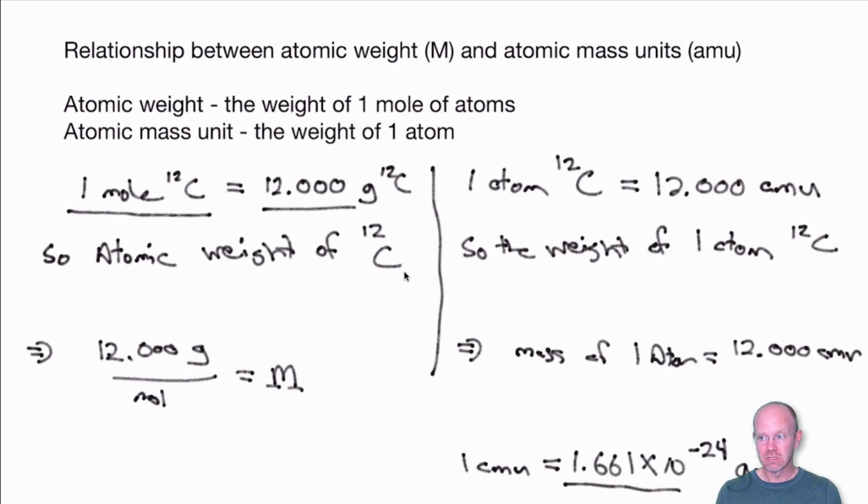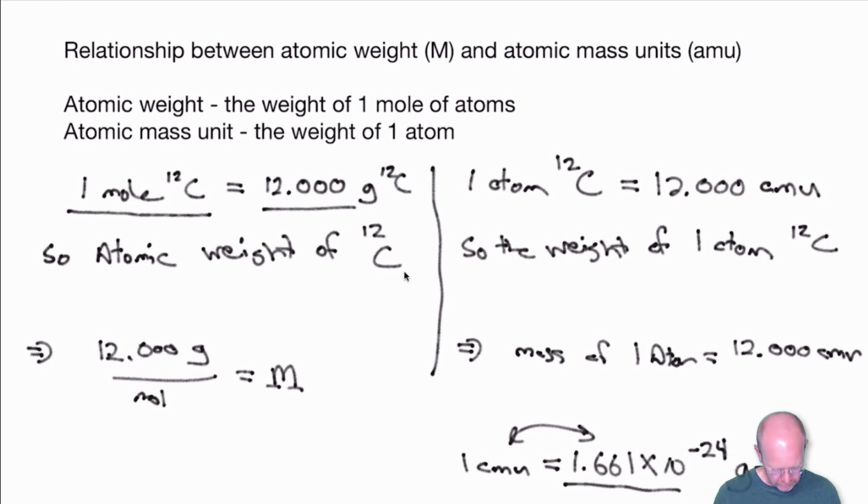The way the system is designed, though, if you know the molar mass of something, then you can also easily find the mass of one atom of that thing in AMU, in atomic mass units. And if you want to change it from atomic mass units to grams or kilograms, you have this conversion factor. That enables us to move quickly between the macroscopic and the microscopic size scales.